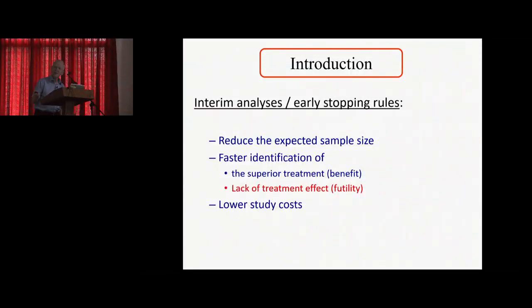Generally, the idea of having an interim analysis or an early stopping rule or a guideline is to reduce your expected sample size. So you have fewer patients involved in the study, which is good for everybody, of course. And you can get the study done faster, so you can either hopefully identify a superior treatment on the basis of benefit, or in this case, this is what we're talking about this morning, you would identify more quickly the lack of a treatment effect, and that's what we call futility.